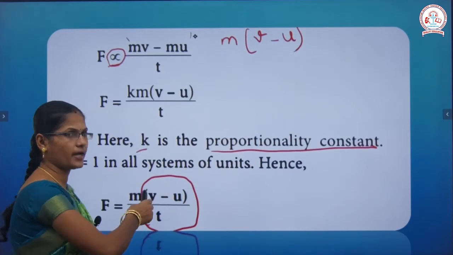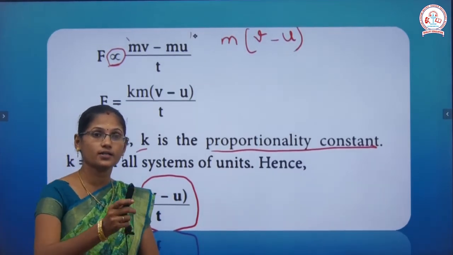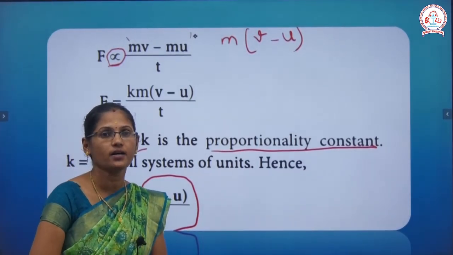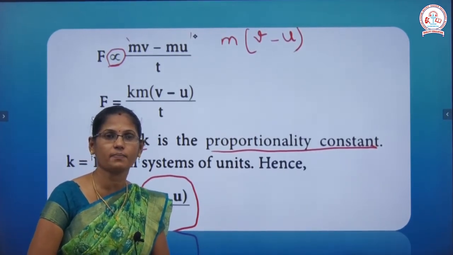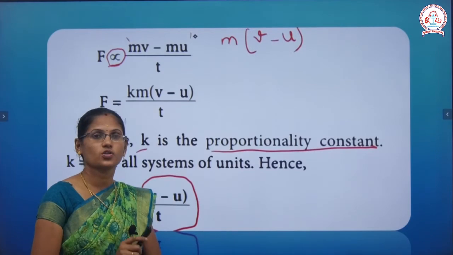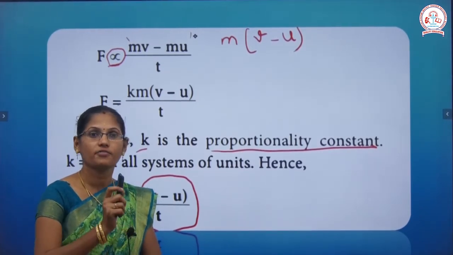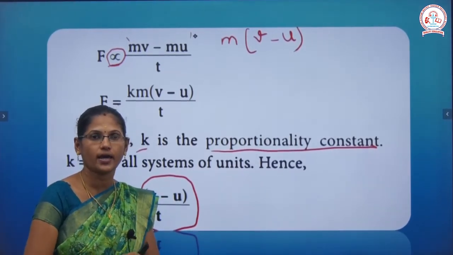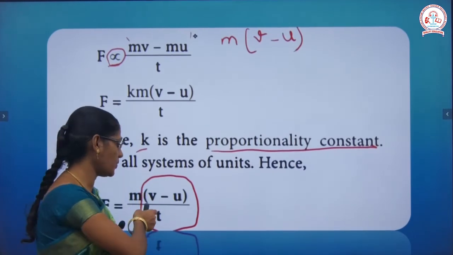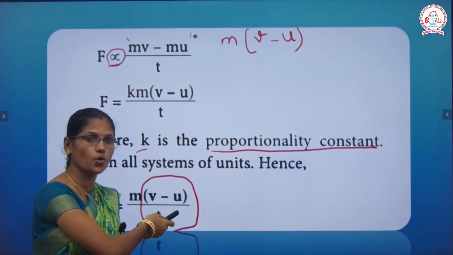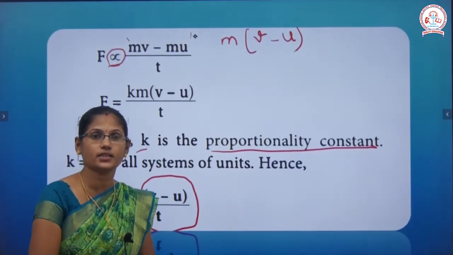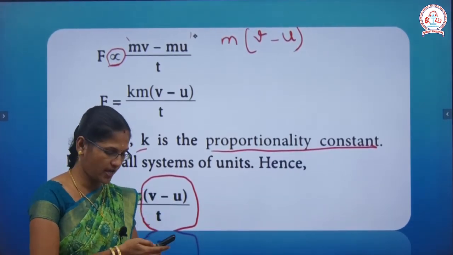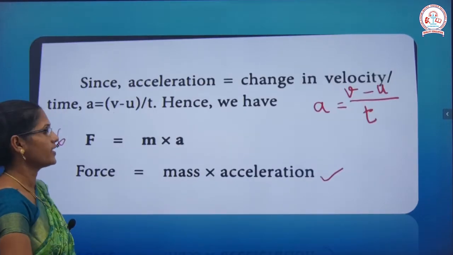And what is (v minus u) by t? You know the definition of acceleration. What is acceleration? Acceleration is the change in velocity divided by time taken. Change means final minus initial. So what is the final velocity? That is v. And what is the initial velocity? u. And t is time. So (v minus u) by t is nothing but the acceleration.